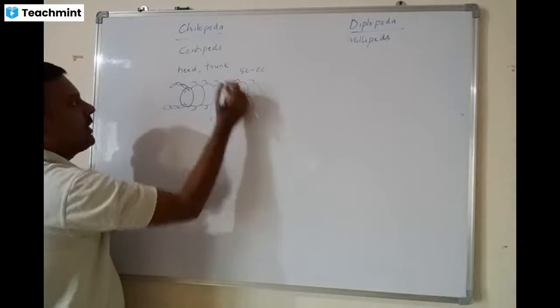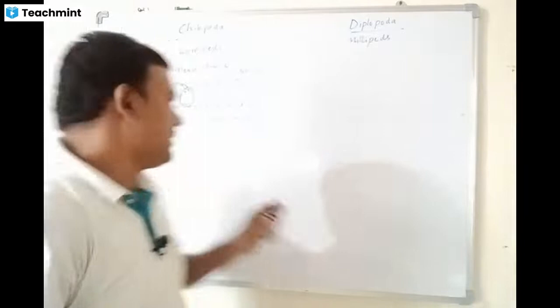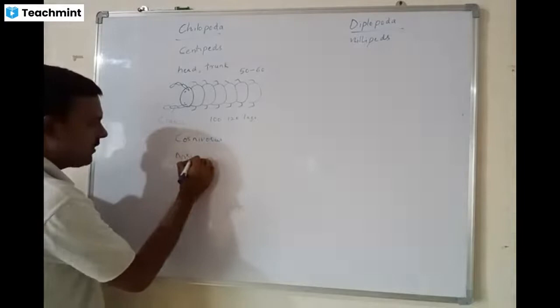Okay? And it has a claw, a very poisonous claw. Okay? That's how it defends from the enemies. And they are carnivores, they are nocturnal and they are fast moving.